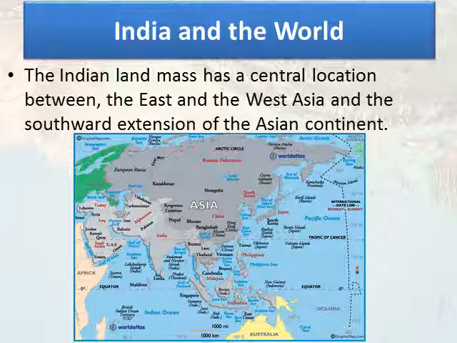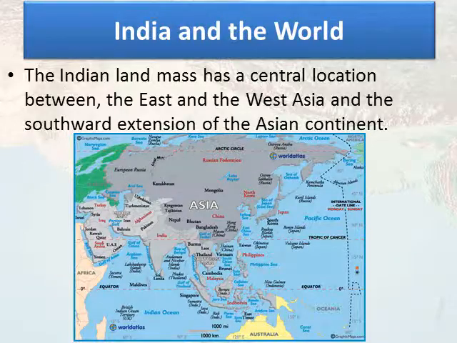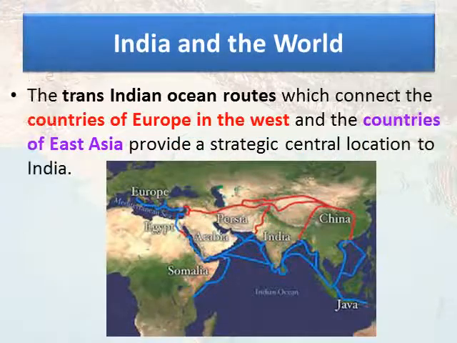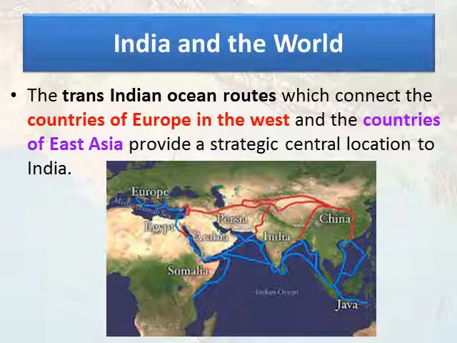Not only that, my dear children, the trans-Indian Ocean routes which connect the countries of Europe in the west and the countries of East Asia provide a strategic central location to India. So you can see in the map, India is a strategic central location between the European countries as well as the countries of East Asia.